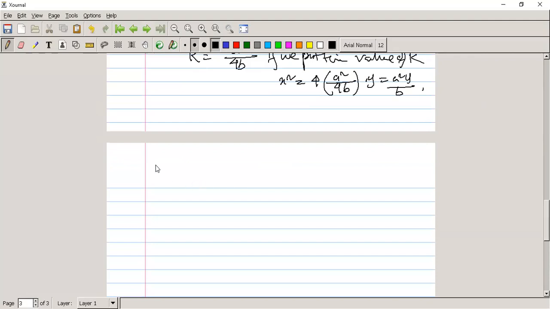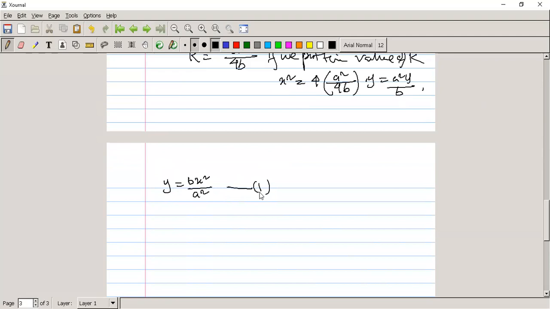From here, what can we write? We can simply write y is equal to b x square by a square. Up to this it is clear, right?